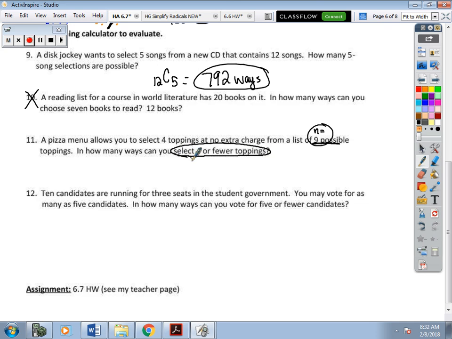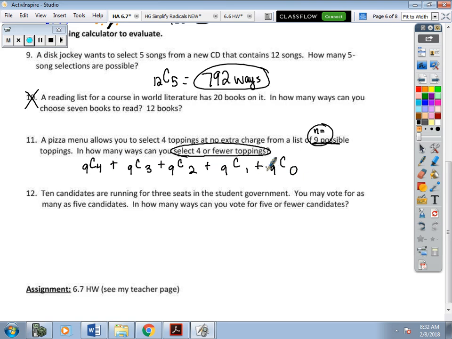Now if they just said 4 toppings, it would be 9C4. You'd be done. But because they added in the "or fewer," you have to think about if they chose 3, if they chose 2, if they chose 1, or if they chose no toppings. So you're going to actually do a bunch of these. We're going to do 9C4, 9C3, 9C2, 9C1, and 9C0. And we'll get how many from each of them, and then what do you think we'll do with all of those answers? Add them together.